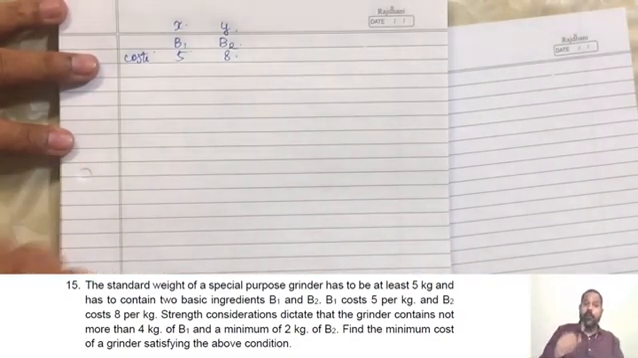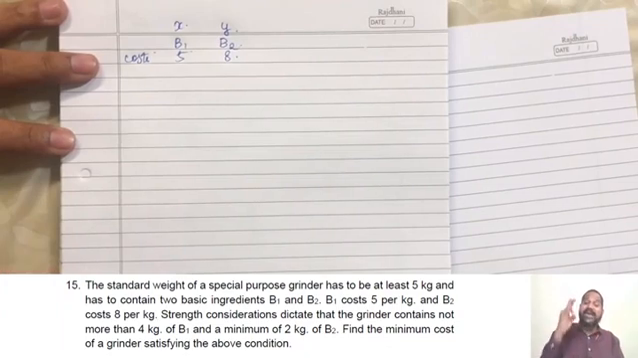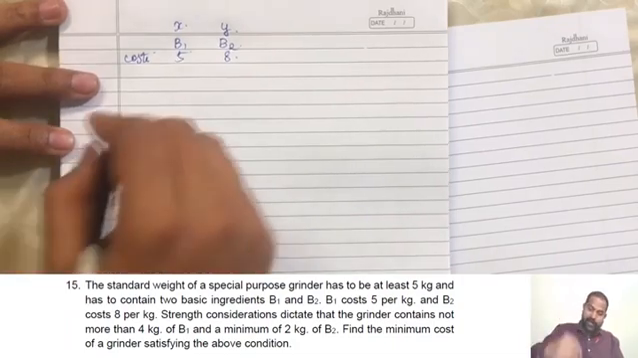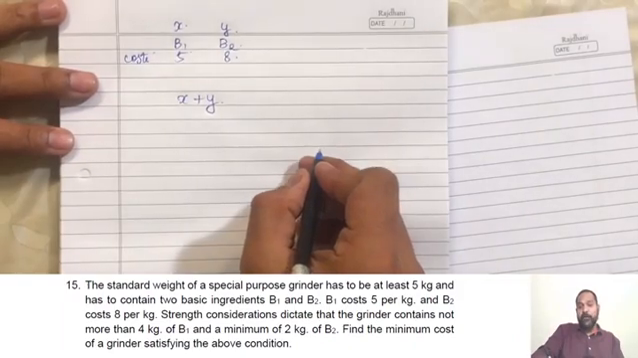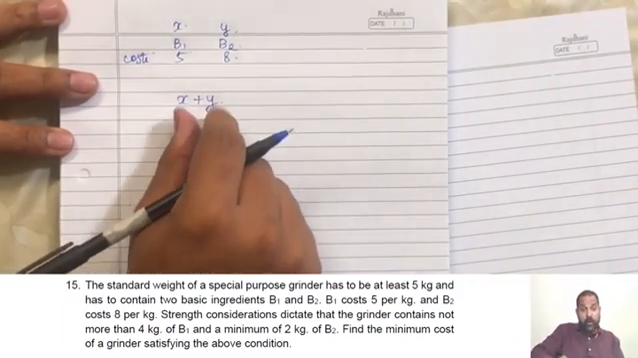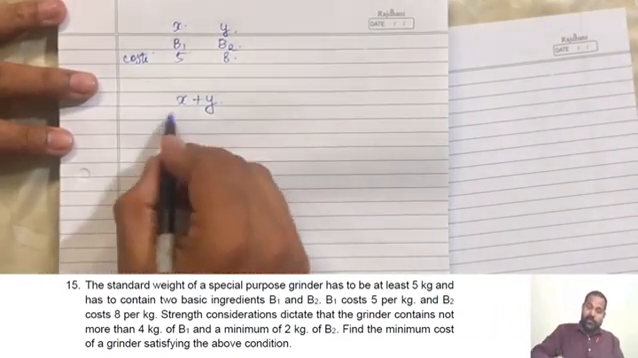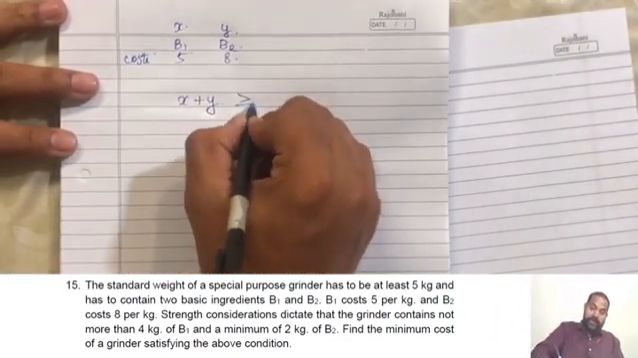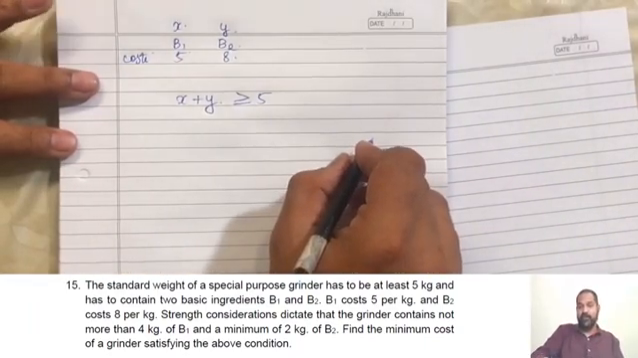The standard weight of a special purpose grinder has to be at least 5 kg. Which means that when I bring X and Y together, which means B1 and B2 together, this total has to be at least 5 kg, which means this total can be greater than or equal to 5, can never ever be less than 5.